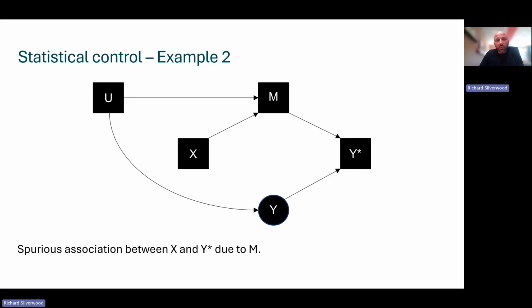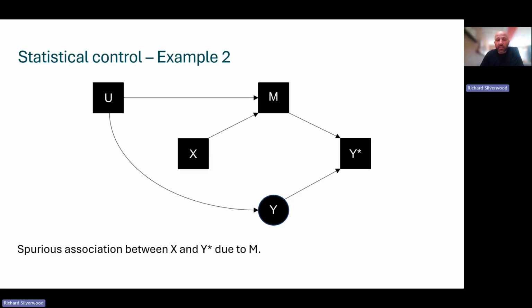So in the second example, we've extended this simple DAG slightly by the inclusion of an additional variable, a measured variable U, which is a common cause of M and Y. So selection into mode is now on the basis of U in addition to X. So again, we're interested in estimating a causal effect of X on Y. If we start by thinking about fitting a regression of Y star on X, then we run into the same problem because we have an open path from X to Y star via M.